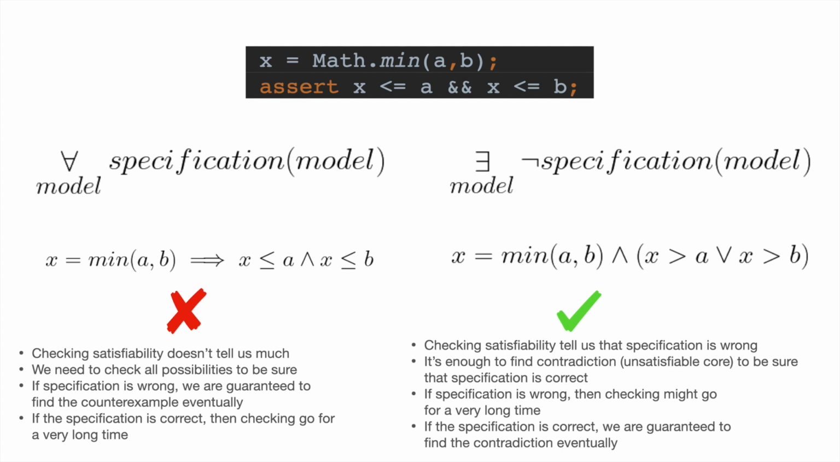On the other hand, if you assume it to be wrong and search for the contradiction, then you will find the mistake, if there is any, but you might get stuck when the specification is correct. But if you get stuck, then you can always try to prove it manually with some other tool, or perhaps make the solver's work easier by providing more details.